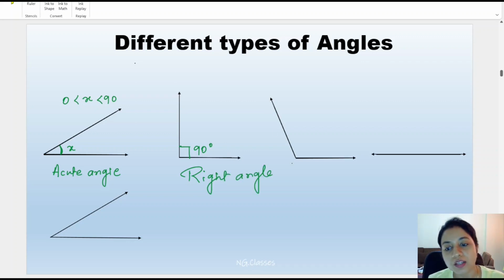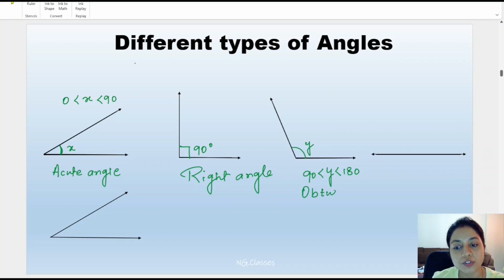So, the third one is known as the obtuse angle. Here, if we are having this angle as y, then the value of y must be greater than 90 degree and less than 180 degree. Be careful, if it's 90 degree, then it's called a right angle. And if it is more than 90 degree, that means 91, 92, 93, 100, then it's called an obtuse angle.